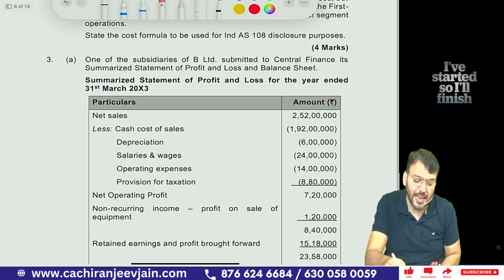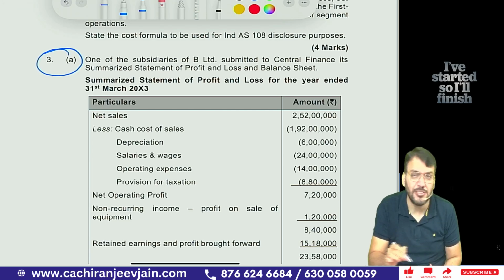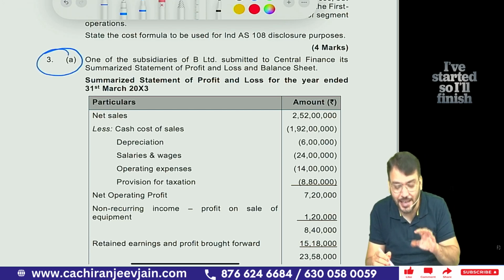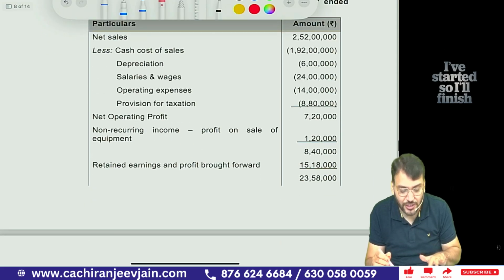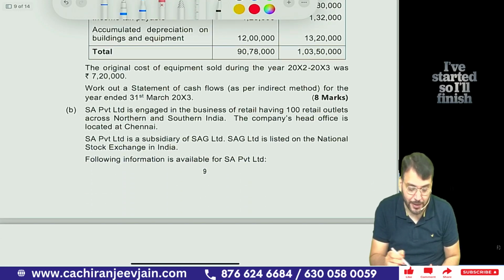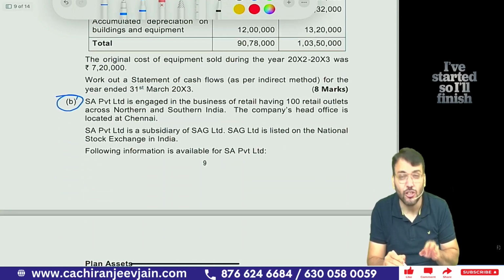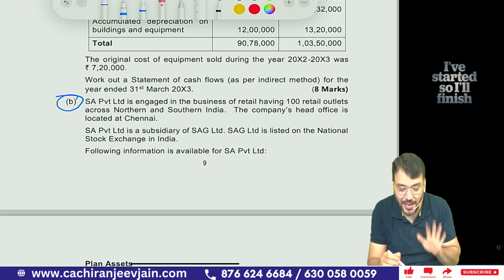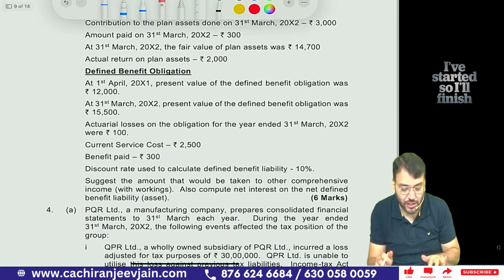Question number 3A is a question of cash flow statement, Ind AS 7. A similar question is given in the ICAI study material. I think for this no explanation is required. Then question number 3B is a question of Ind AS 19. The same question we have done in the class. The same question is given in the ICAI resource. I think for this also discussion is not required.